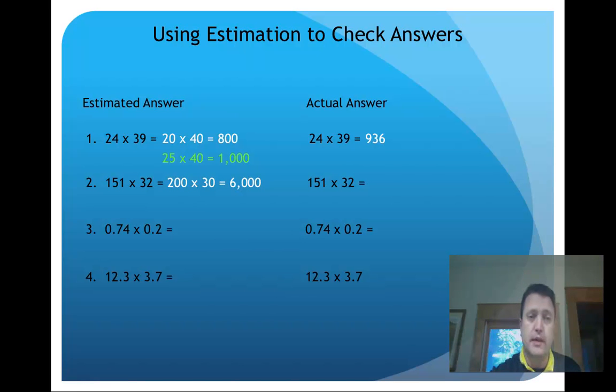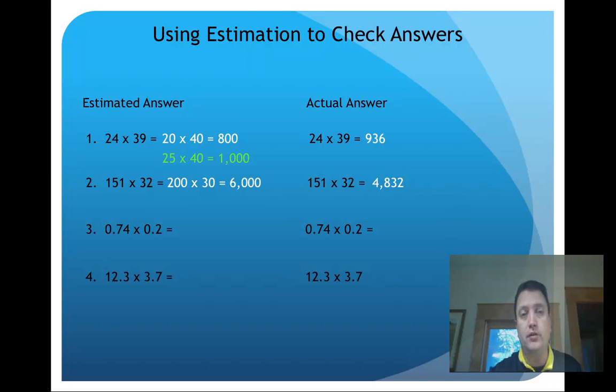I've got 152 times 32. I could round this one up to 200 because this is a 5, and I'm going to round it to the nearest 100. I didn't round it to the nearest 10 this time. And I rounded this one to the nearest 10. And you can do that. You can round one to the nearest 10 and one to the nearest 100 when you're dealing with 2-digit and 3-digit numbers. Now, that would give me 6,000. When I calculate my actual answer, I get 4,832. I'm quite a ways off again.